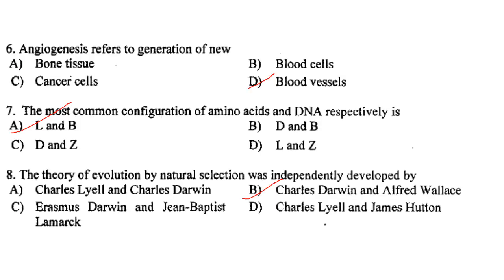Then angiogenesis refers to generation of new blood vessels. Answer is option D. The most common configuration of amino acids and DNA respectively is L and B. Answer is option A. The theory of evolution by natural selection was independently developed by. So it was developed by Charles Darwin and Alfred Wallace independently. Answer is option B.